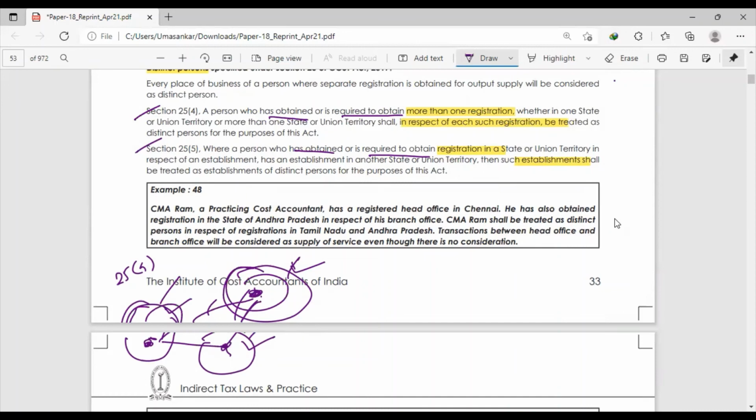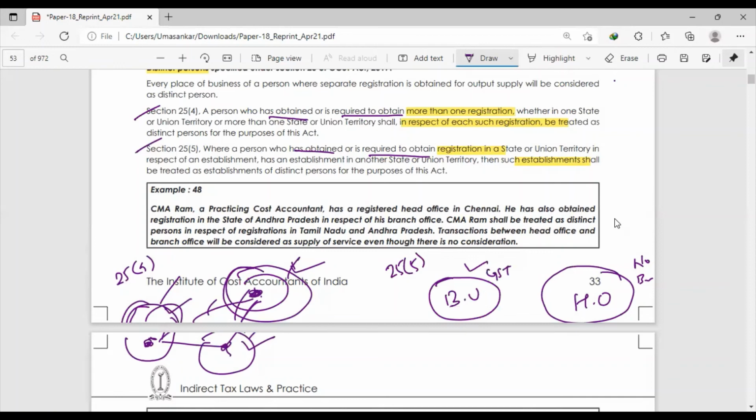Now next, 25.5. What does 25.5 say? See, here is the state where the factory is located, and here is another state. Here the head office is there, where there is no business activity, only corporate affairs, maintenance, compliance also, and here all business units are there. It is registered under GST. It is differentiated. So how will the transaction take place for any services, for any invoice, anything?